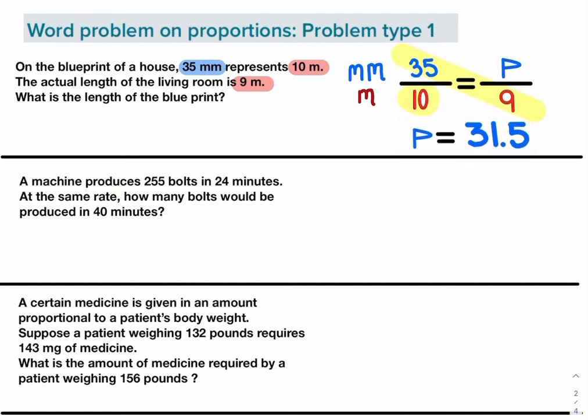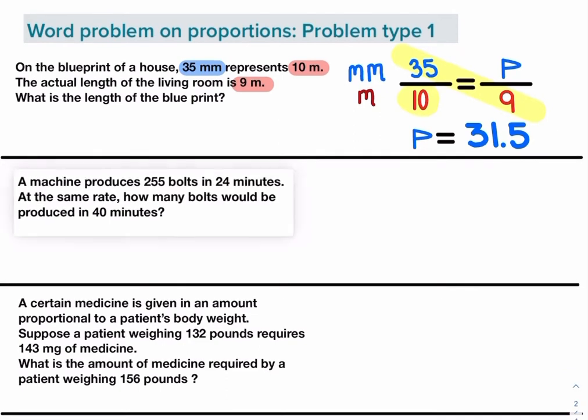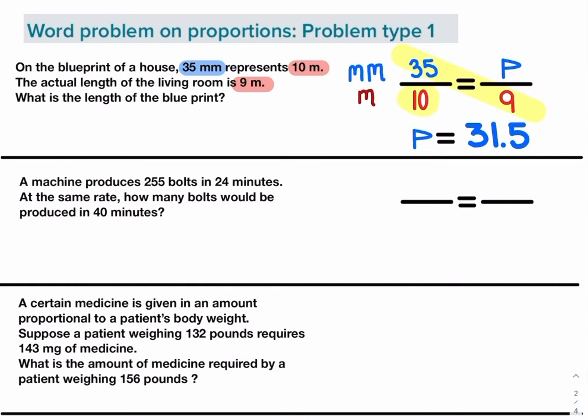In each of these examples, you should start to see a pattern. We're starting with a fraction equal to a fraction. We want to read through to find what it is we're comparing. In this case, a machine produces 255 bolts in 24 minutes. So we are comparing bolts and minutes. So let's write what we're comparing to the side of the fraction.